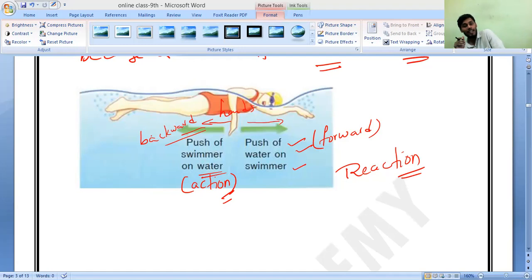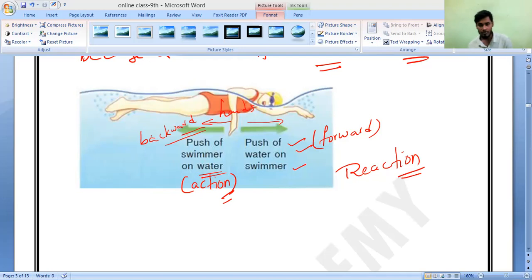Because when he tries with his hands and his feet to move forward in water, he applies the force on water in the backward direction, so that water reacts in the opposite direction. That is how the swimmer pushes the water and moves forward. So in all these cases, please remember that though the action and reaction forces are equal in magnitude, they do not produce equal acceleration in the two bodies.